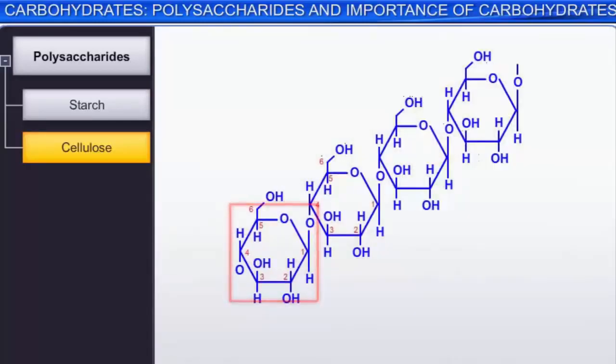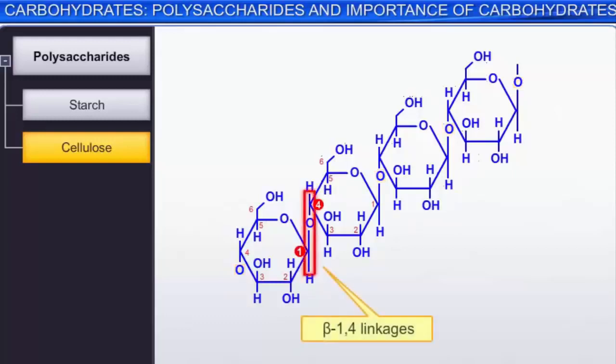It is made up of chains of beta-D-glucose units. These beta-D-glucose units are joined by glycosidic linkages between the C1 of one glucose unit and the C4 of the next. These are also called beta-1,4 linkages.